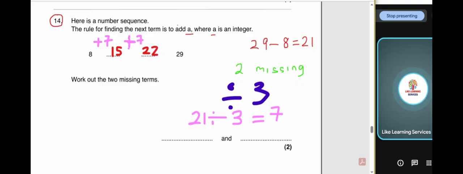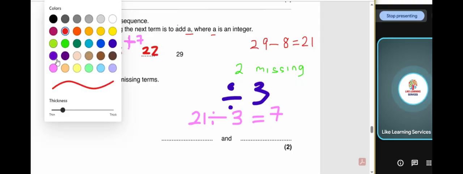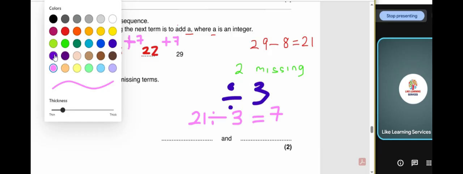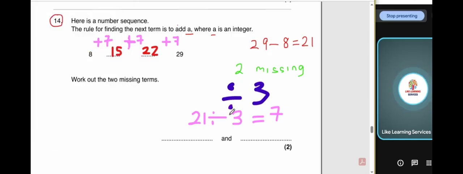You can even check if the next one is correct. 22 plus 7 equals 29. So you can see it is correct. That's the way you do it.